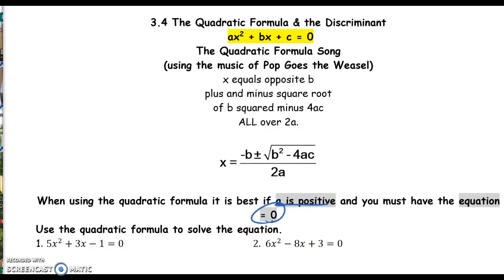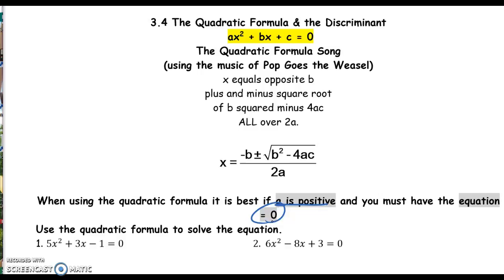And the quadratic formula is x equals the opposite of b plus or minus the square root of b squared minus 4ac all over 2a. And there are many ways to remember this song. One popular way to remember this song is using the tune Pop Goes the Weasel.